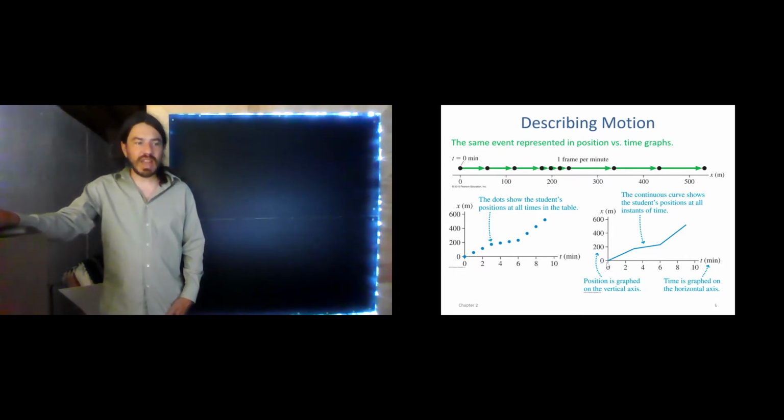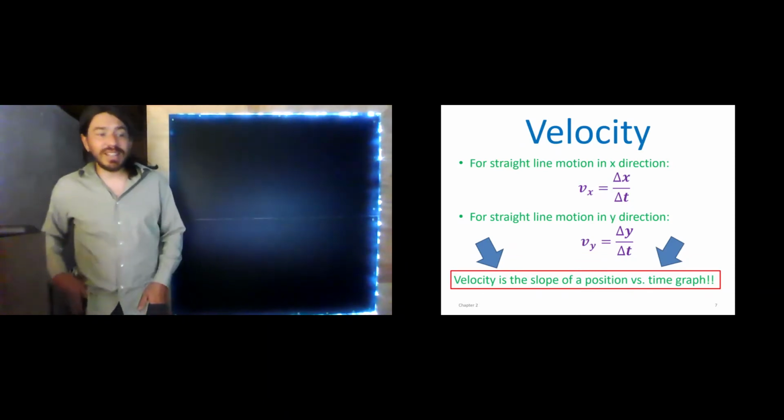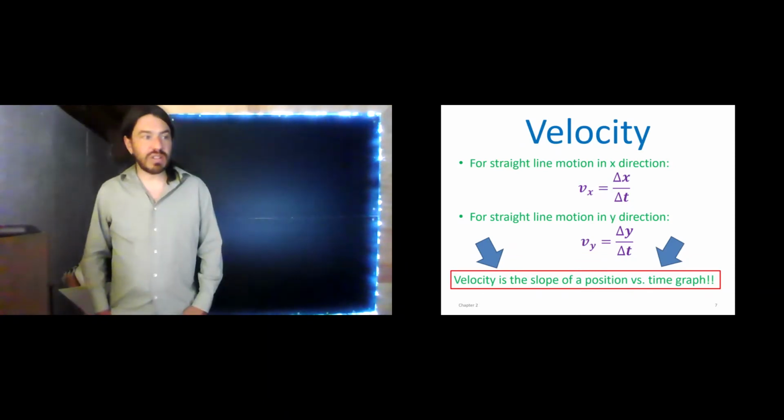And so we see here that how steep this line is helps us understand how quickly the student is moving. And that is a general rule. It doesn't just apply to this situation. In general, the velocity is the slope of a position versus time graph.